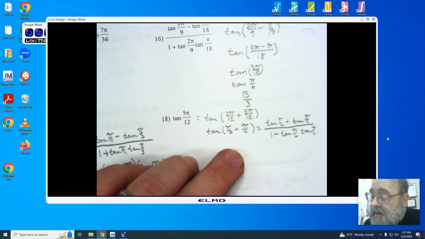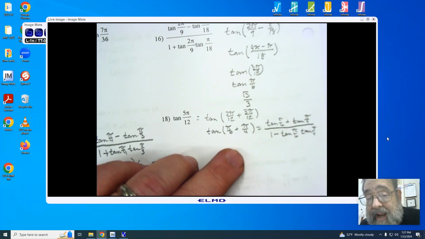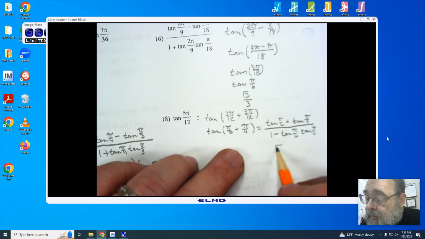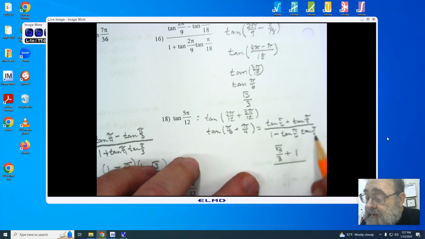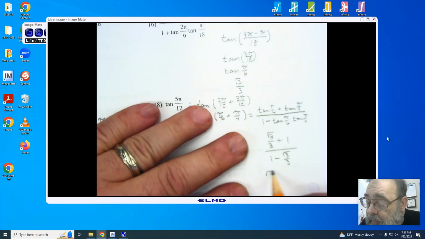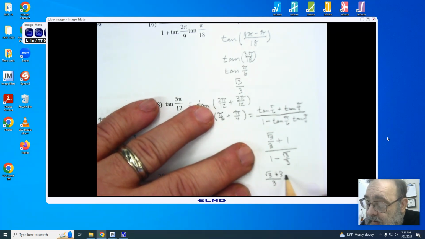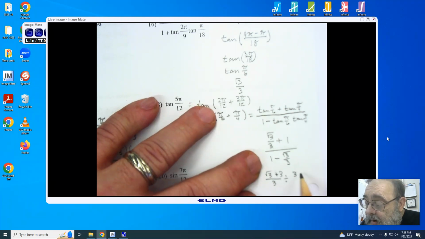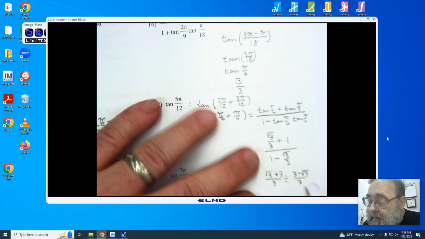Now we know that the tangent of pi over 4 is 1. We know the tangent of pi over 6 is root 3 over 3. So we're going to replace it entirely and go to the denominator. Since our tangent of pi over 4 is 1, I'm just looking at 1 minus root 3 over 3. Now we're going to have to do a little work here. We've got to get the common denominator and take the reciprocal. So I'm looking at root 3 plus 3 over 3 divided by 3 minus root 3 over 3.